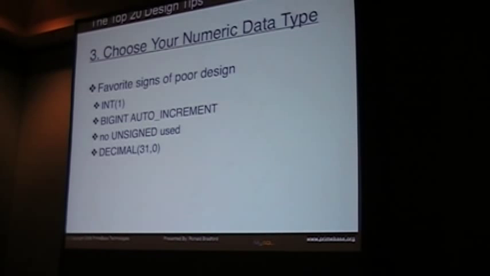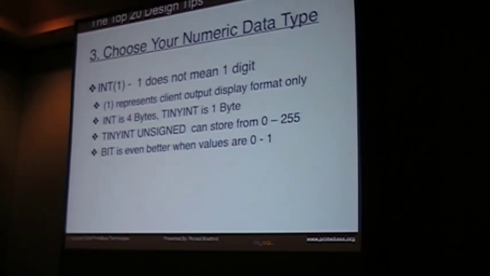int1 is wonderful. I've actually got another slide on that. Seeing big int auto increment, seeing columns where no unsigned is used, a typical Oracle oversight. And the best one I've seen is decimal 31,0. I just need to check whether there's a slide on decimal 31,0, otherwise I'll tell you exactly why it's so bad.